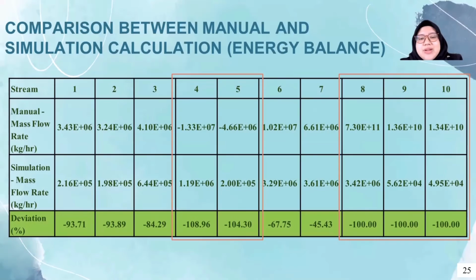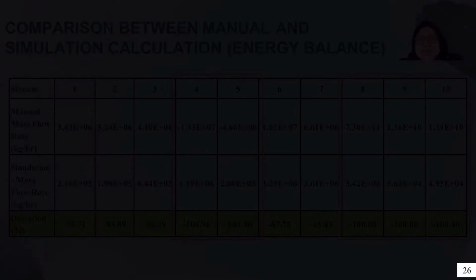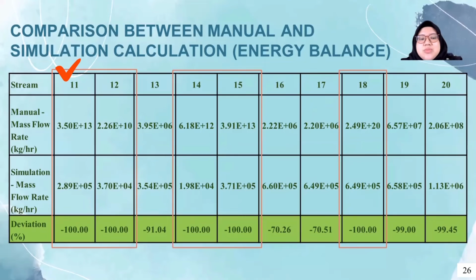So this is the comparison between manual and simulation calculation for energy balance. This is for stream 1 to stream 10. Here we can see the deviation for some streams is more than 100%. And this is the comparison of stream 11 to stream 20. Some of the streams have errors exceeding 100%.